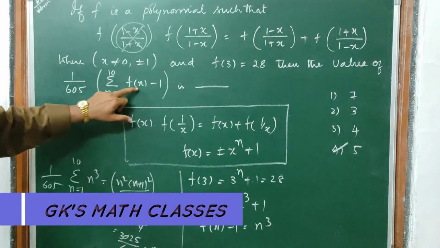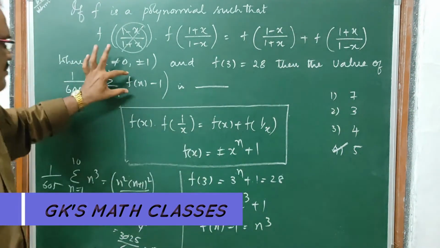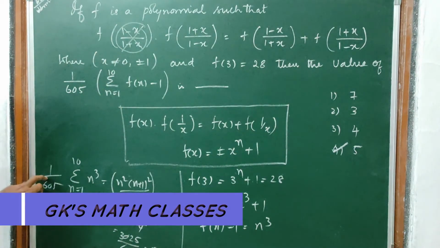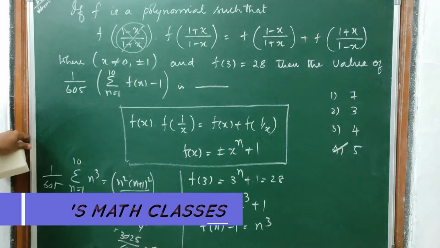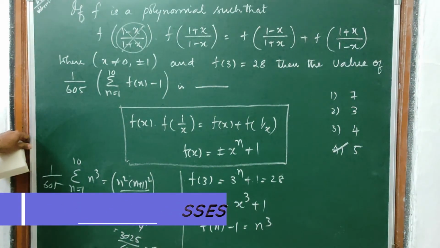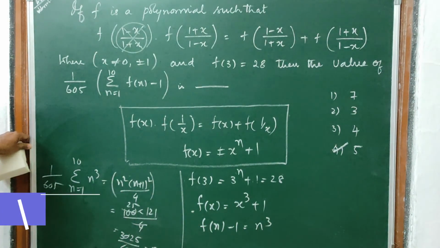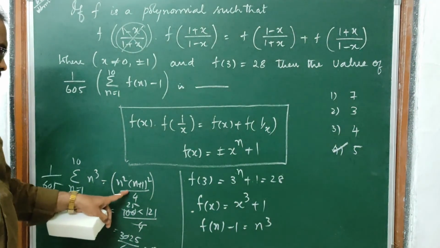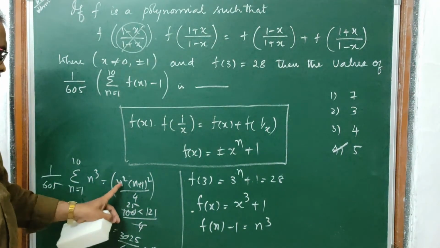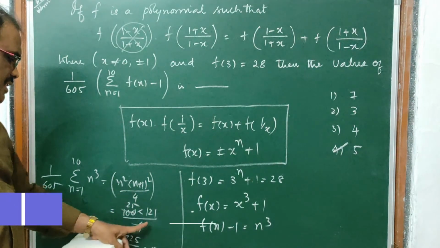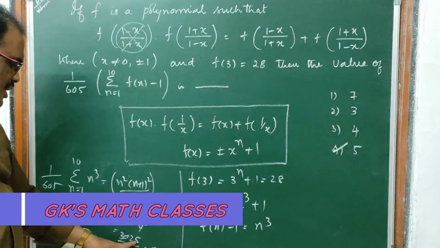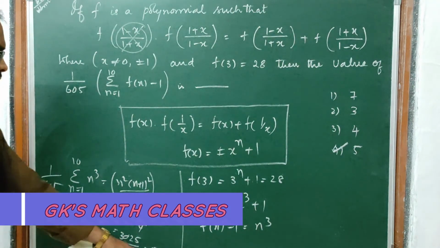So f of n minus 1 means we have to take n cube, 1 by 605. So what is 1 cube plus 2 cube plus 3 cube plus and so on plus n cube? n square into (n plus 1) whole square by 4. That is substituted. Instead of n, put 10. 10 square is 100, 10 plus 1, 11 whole square is 121 by 4. This is 3025 by 605, which is 5.